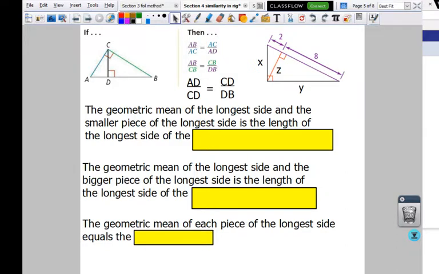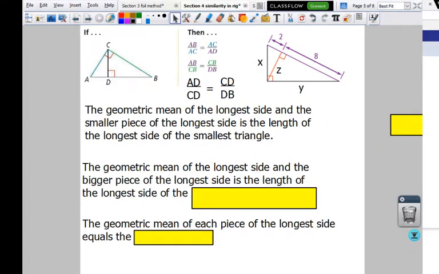So this is where geometric mean comes in handy. If I'm going to look at a triangle like I've looked at before, where I have an altitude that makes really 3 triangles, a big one, a middle, and a small, we can actually relate the sides with geometric mean. So the geometric mean of the longest side and the smaller piece of the longest side is the length of the longest side of the smallest triangle. That's kind of confusing, so I'm going to try to take my time and explain it.